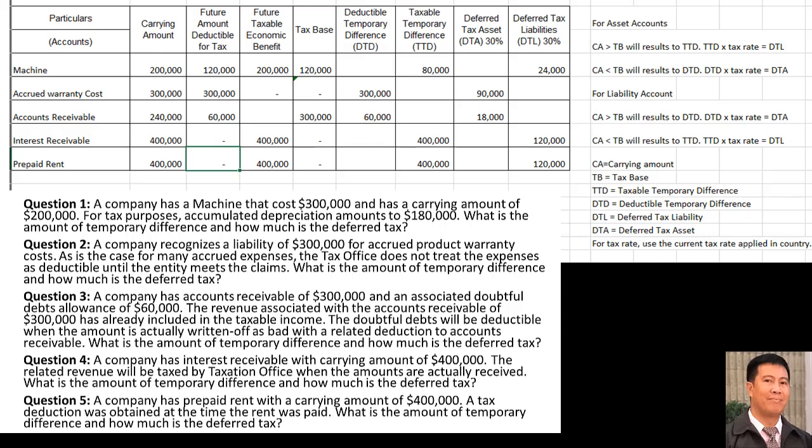So what's the next item mentioned here? The revenue associated with accounts receivable, $300,000, has already been included in taxable income, which means that is already sold. The $300,000 is recognized as income of the company as per taxation rule. So are we clear? The carrying amount of the receivables is $240,000, but as per taxation rule, the journal entry is simple. It's just debit AR, and then credit sales. That should be $300,000.